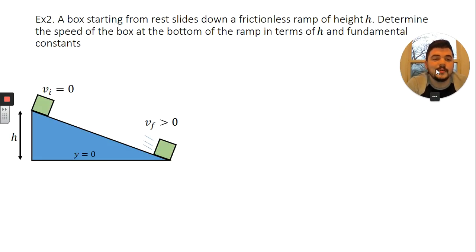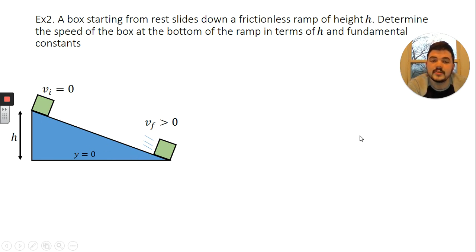First, with this example, we have a box that starts from rest and slides down a frictionless ramp of height h, and we want to determine the speed of the box at the bottom of the ramp in terms of h and the fundamental constants. And so let's look at our picture over here. We have a box at rest initially, it slides down, and now in the final scenario, it is moving, but it's at our reference height, y equals 0. So we know the height, but we don't know the length of the ramp or the angle of incline theta.